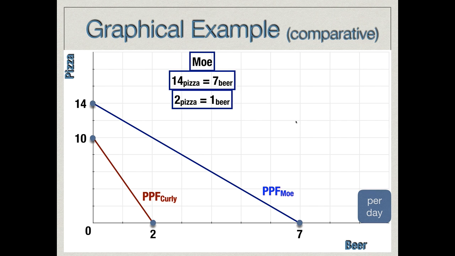So we can continue here. Let's say we want to determine the comparative advantage and the opportunity cost in beer instead of pizza.